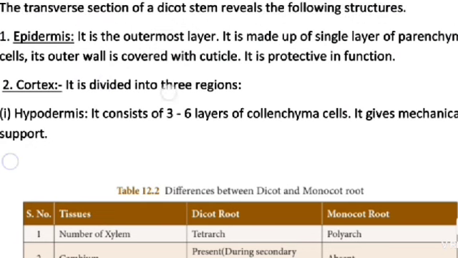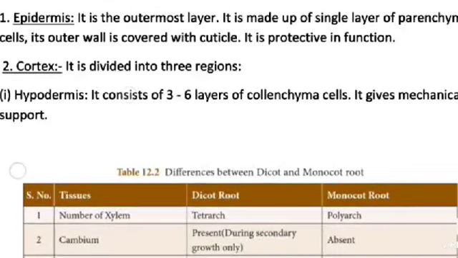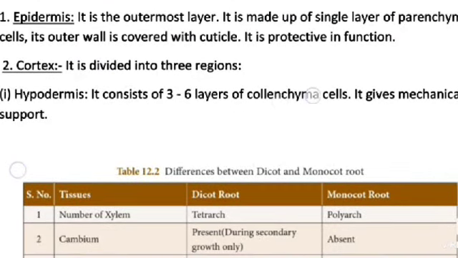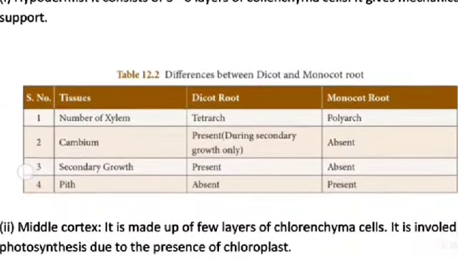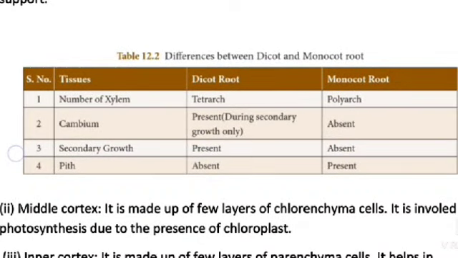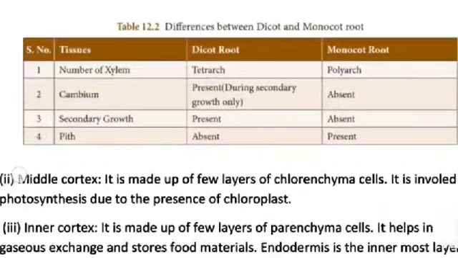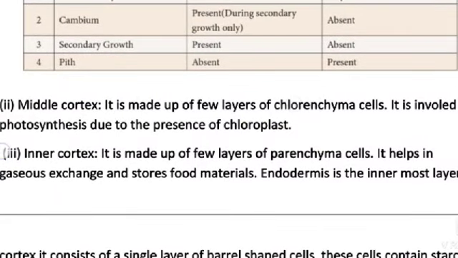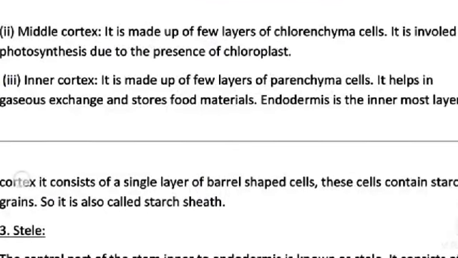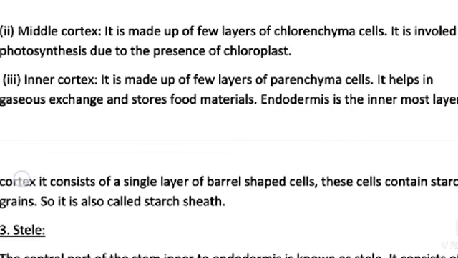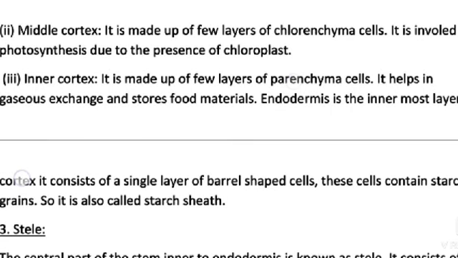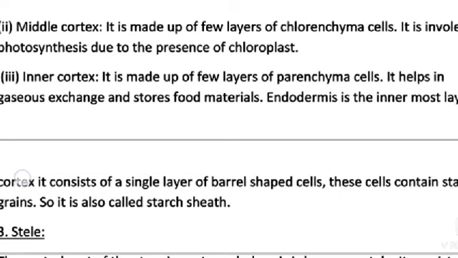Cortex. It is divided into three regions. Hypodermis. It consists of 3 to 6 layers of collenchyma cells. It gives mechanical support. Middle cortex. It is made up of a few layers of chlorenchyma cells. It is involved in photosynthesis due to the presence of chloroplasts. The inner cortex. It is made up of a few layers of parenchyma cells. It helps in gaseous exchange and stores food material.